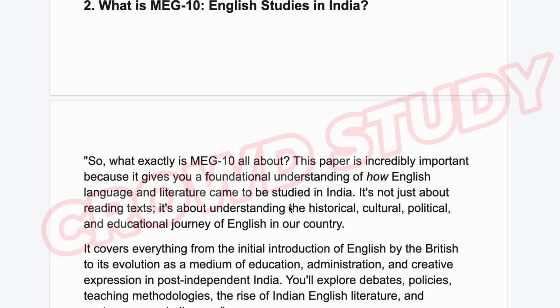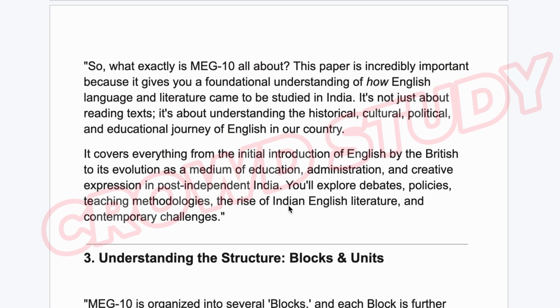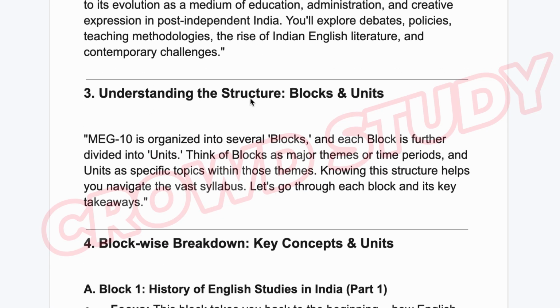It covers everything from the initial introduction of English by the British to its evolution as a medium of education, administration, and creative expression in post-independent India. You will explore debates, policies, teaching methodologies, the rise of Indian English literature, and contemporary challenges. Now, let's discuss understanding the structure, blocks, and units of MEG 10.